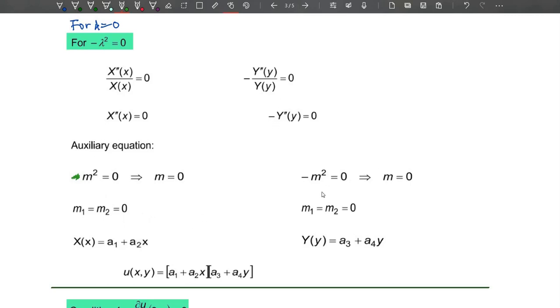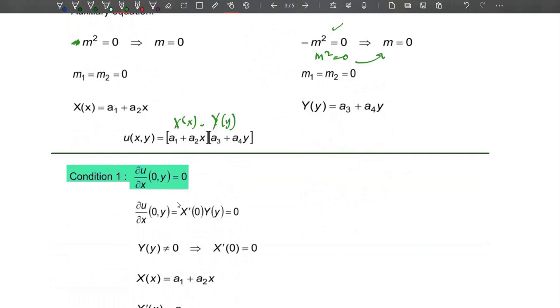And this one, negative m squared, this one is correct, negative m squared equal to 0, whereas it would be m squared equal to 0, right? Therefore we have m equal to 0, where m1 equals m2 equals 0, only one root. Therefore Y of y is equal to, since this one is a1 plus a2x, we continue with the next coefficients: a3 plus a4y. And then U of x, y equals X of x multiplied with Y of y.